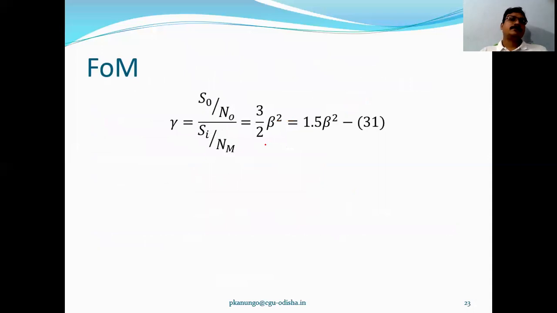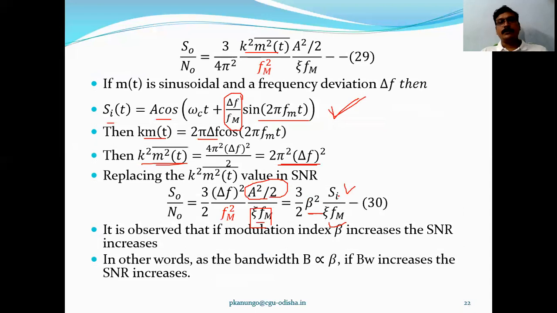Now we'll go for the figure of merit of the FM signal, that is gamma, equal to S0 by N0 divided by Si by Nm. But Si by Nm is equal to A squared by 2 divided by ηfm, so that term will cancel. To find the figure of merit, we have expressed the output SNR in terms of the input SNR. That's why, when you divide by the input SNR, you will get 3 by 2 beta squared.